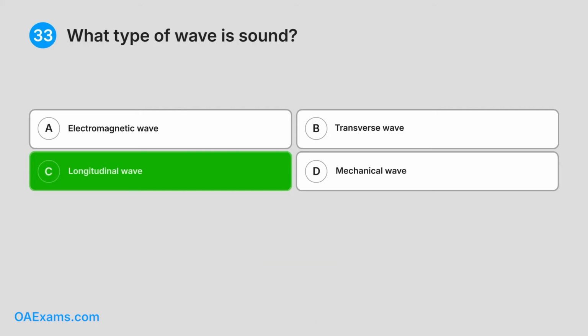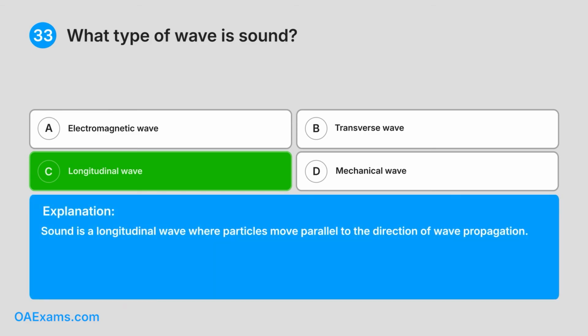Correct answer. C. Longitudinal wave. Explanation. Sound is a longitudinal wave where particles move parallel to the direction of wave propagation.